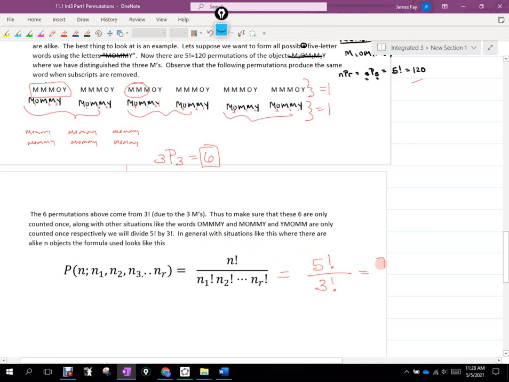So that gives me, sorry, not 720, 120. 5 factorial was 120. I'll divide that by 3 factorial, which was 6. So now there's only 20 different ways that you can really organize the letters M-O-M-M-Y to get something new. Does that make sense? That's called a multi-set. So let's take the word.